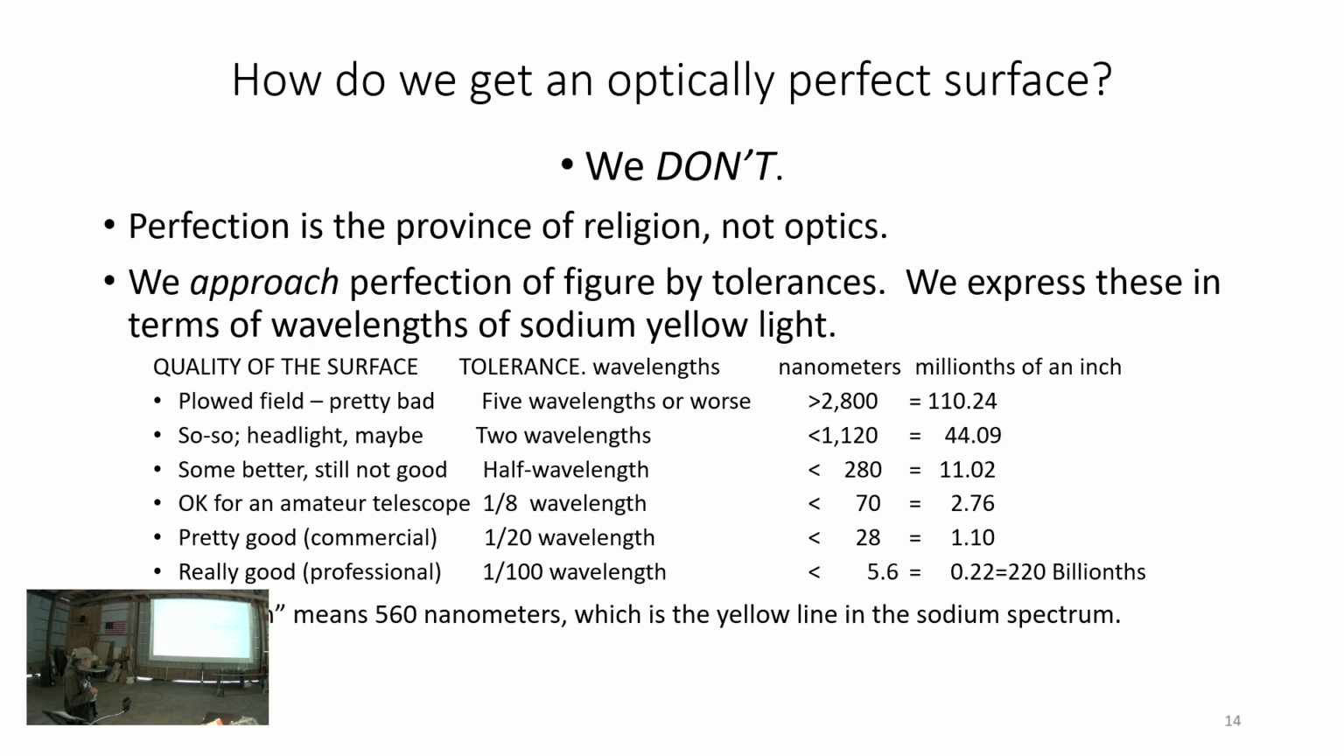Now, the tolerances in wavelengths are here. The same measures in nanometers are here, and millionths of an inch are over here. Okay, so we can get okay for an amateur telescope at an 1/8 wavelength, or 70 nanometers, or 2.76 millionths of an inch. If we want to go professional, commercial, we want to do a little better, that's a 20th wavelength. And if we really are hankering for something very, very good, a 100th wavelength is something we might shoot for. We're not going to get a 100th wavelength out of an f1.5. We can do, perhaps, with the Evolute tester, a 20th wave.